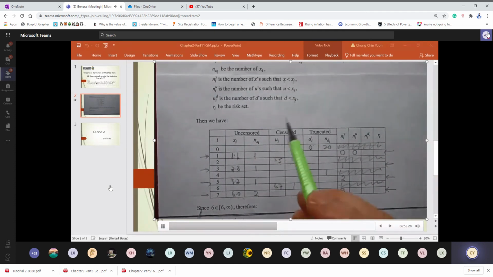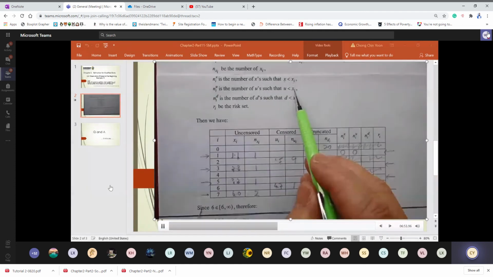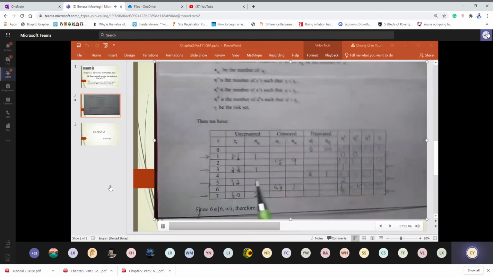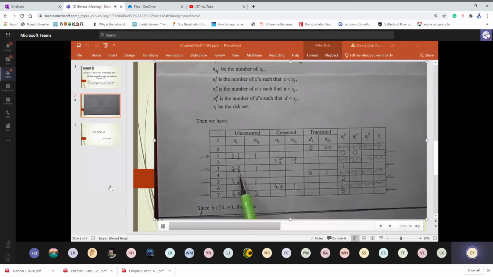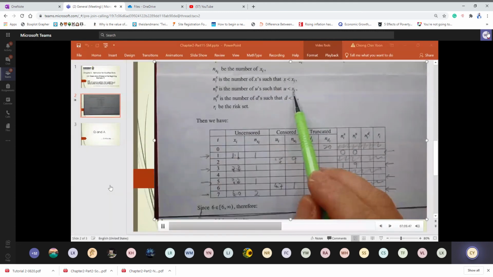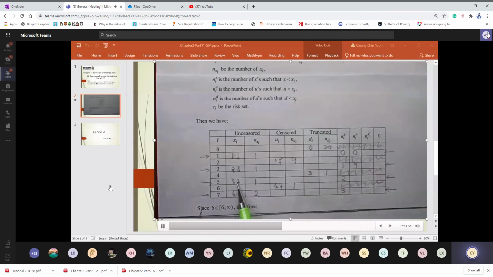Next, I'm going to choose my X value as 2.3. How many U values are less than 2.3? I have 9 of 1.5 which is less than 2.3. So this is 9. Next, I'm going to choose my X value as 3.2. How many U values are less than 3.2? Again, I have 9 values of 1.5 which is less than 3.2. So here is 9 again.